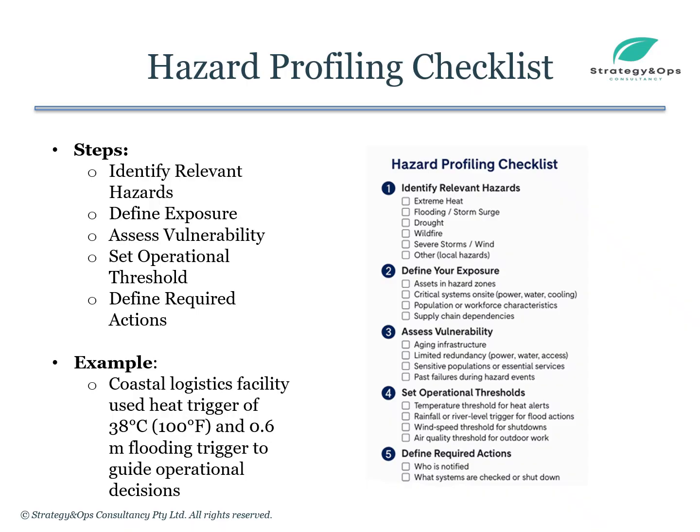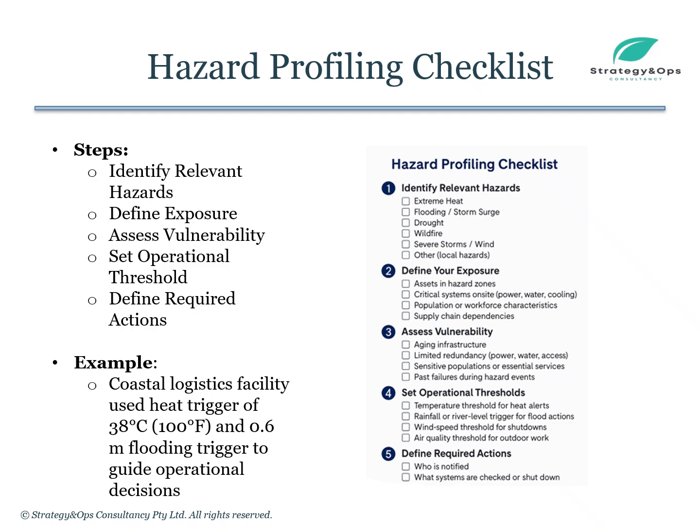Step 3. Assess vulnerability. Evaluate factors that make the exposed assets more sensitive. For example, older buildings, limited cooling capacity, or outdoor workforces elevate vulnerability. For communities, this may include age, income, disability status, or lack of air conditioning access.